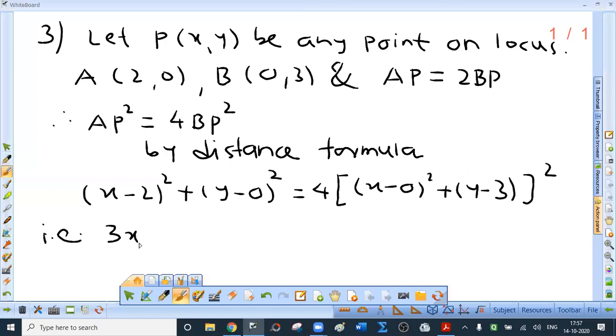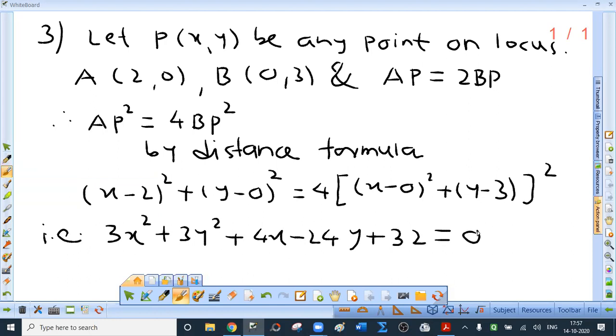I think the final answer is 3x square plus 3y square plus 4x minus 24y plus 32 equal to 0. Do not write this answer directly. You are supposed to write the steps before this final answer: square, open all the brackets and so on. After this, say that this is the required equation of locus.